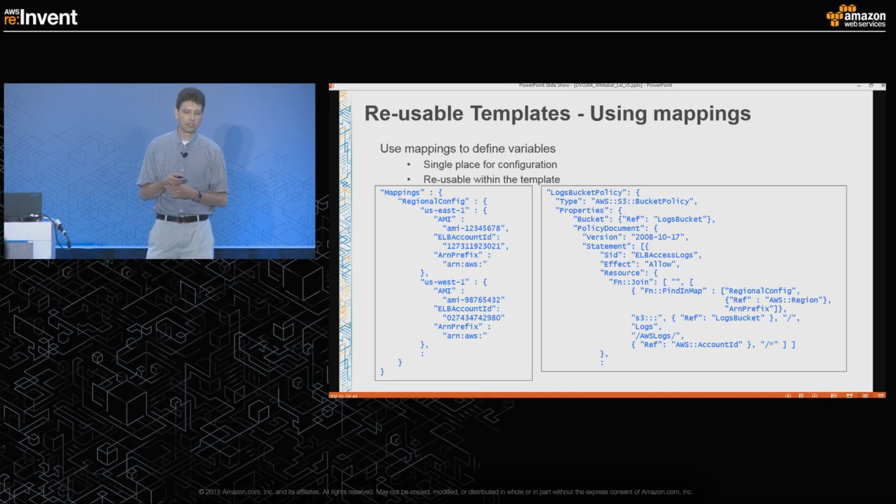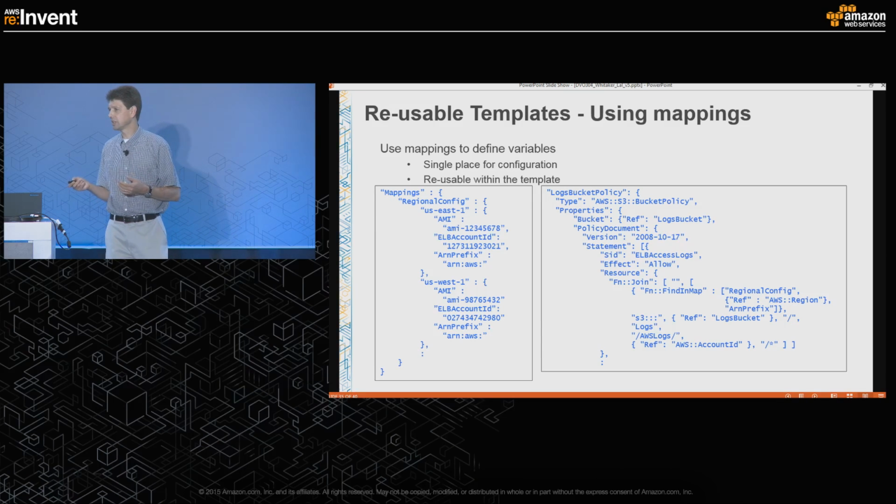So in this case, for each region, I have an AMI. What's the AMI ID that I should use for that region? What's the ELB account ID that I should use for logging? As well as what's the ARN prefix for this region. And then within the body of the template, I can use the find and map function.